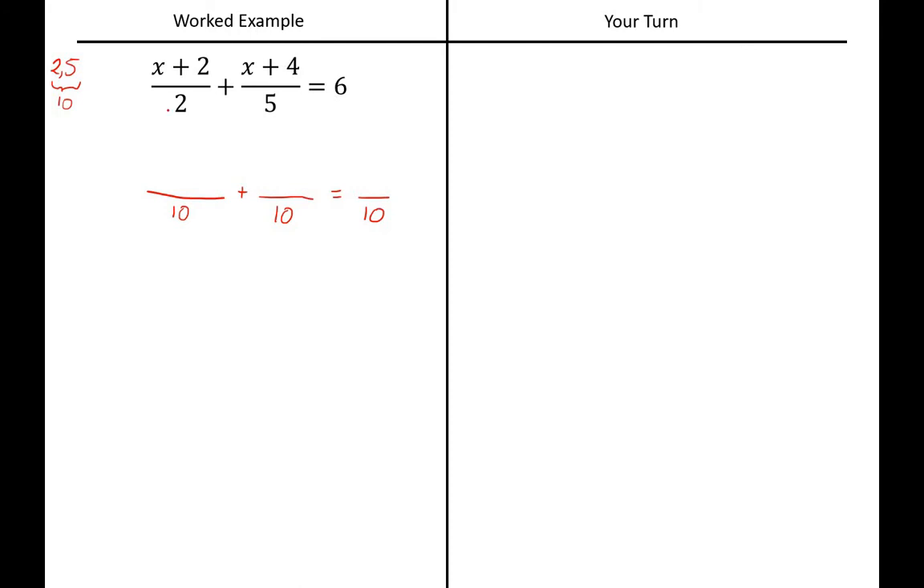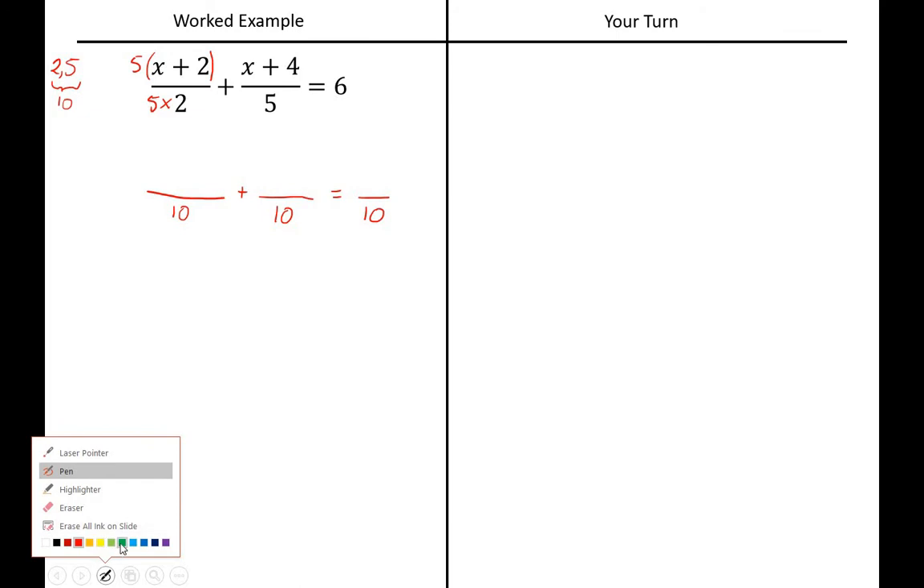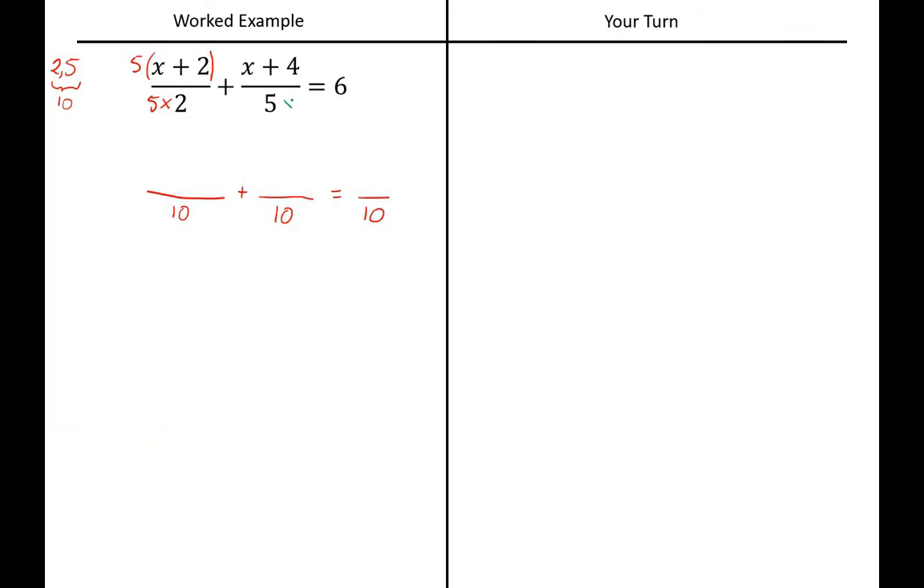There we go. So in order to do that, we're going to need to multiply our 2 by 5 on the denominator for the left-hand side fraction. So if we've done that to the denominator, we have to do that to the numerator. So I've put brackets around so that we don't accidentally just multiply one term of the numerator. Alright, now if we look at the next fraction, then we can see that the denominator needs multiplied by 2. Okay, so we're going to multiply its numerator by 2 as well.